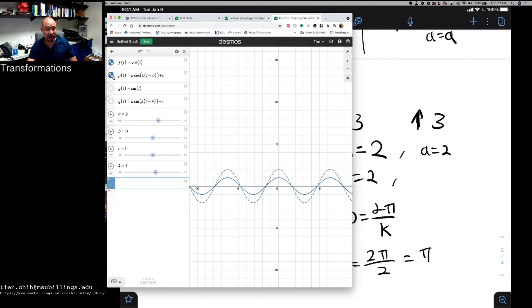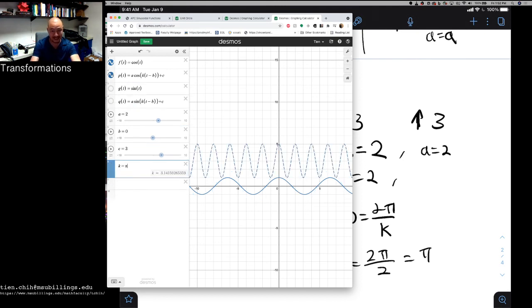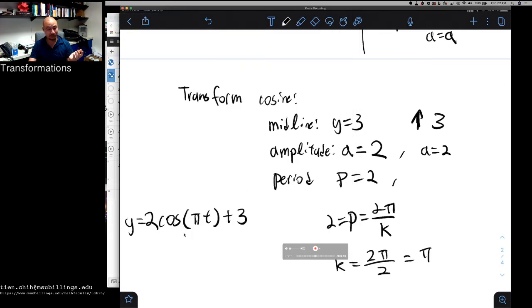I can make that more explicit if I just say, okay, I want to stretch by 2, I want to go up by 3, and I want to speed things up by a factor of pi. Then that is the same function I described. And b is still 0, so I just get pi times t on the inside of the argument, and then times 2 plus 3 on the outside of the argument, which is what we found here.